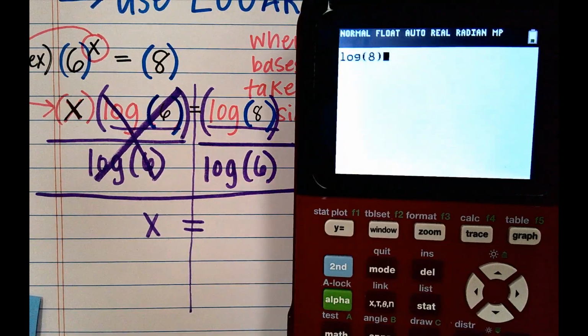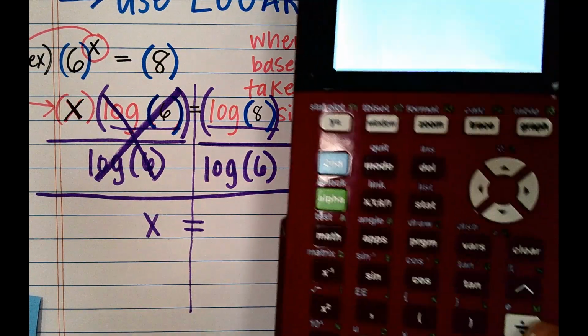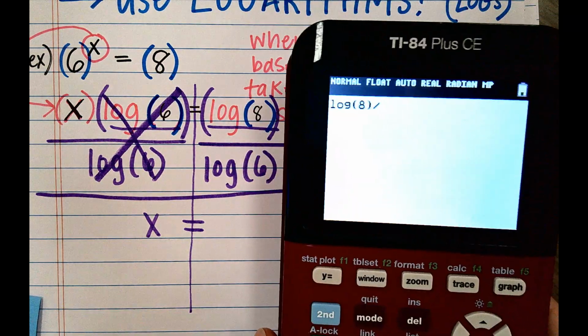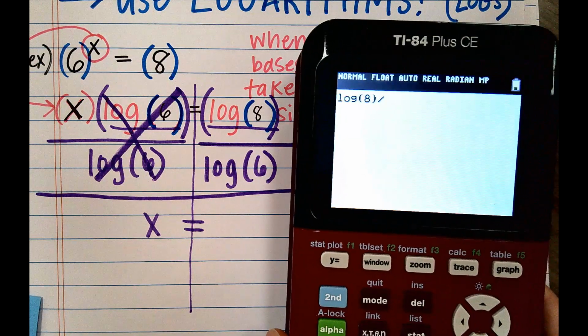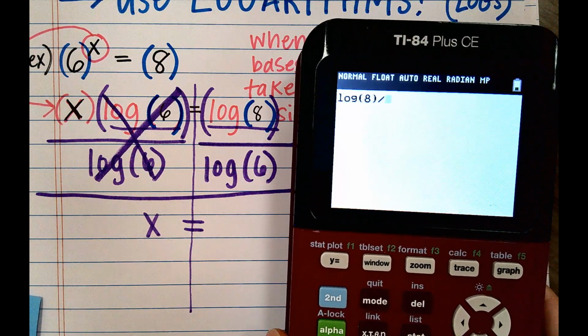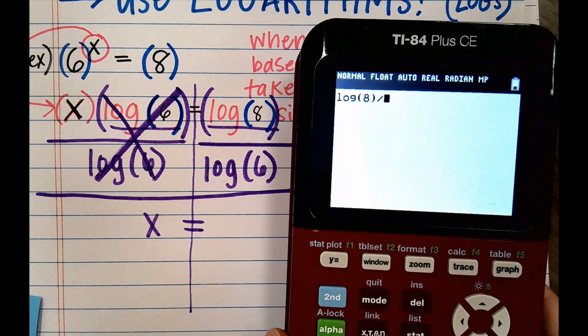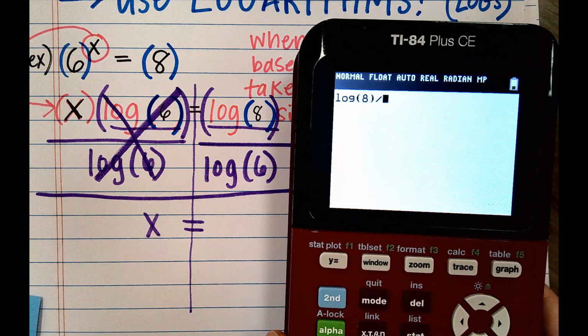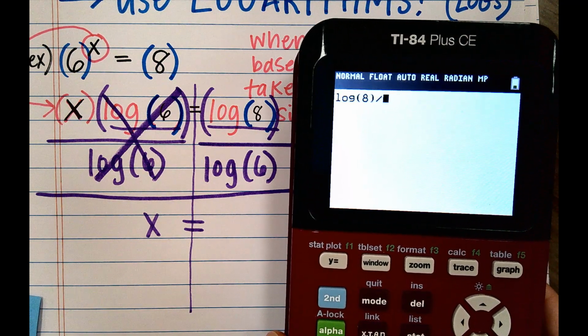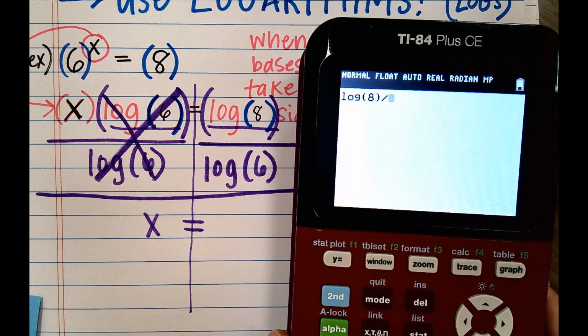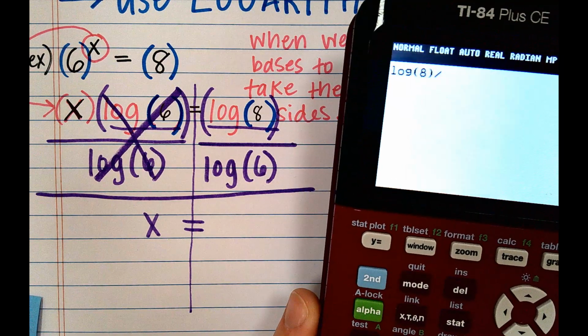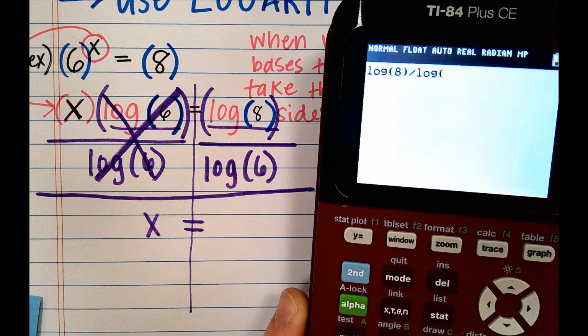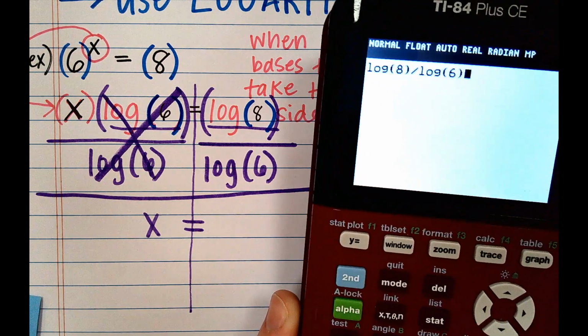Divided by. So you push your division button. Log of 8 divided by. Close your parenthesis after the 8. If you don't close your parenthesis, you will not get the right answer. Divided by, now we'll type log again. 6, close parenthesis.